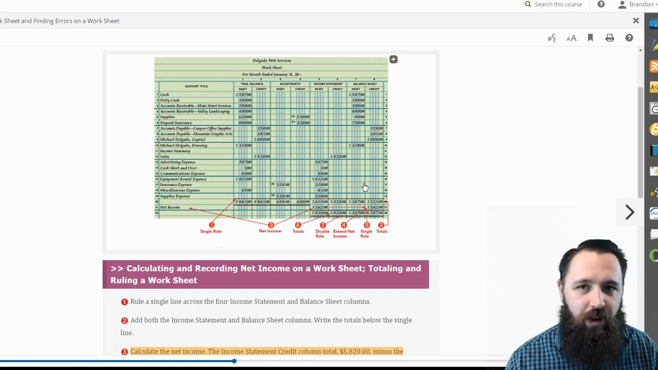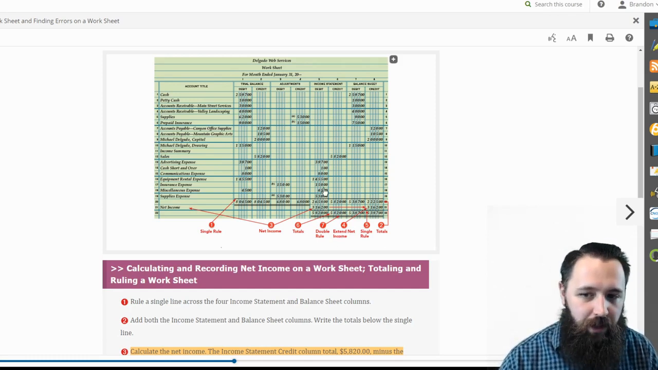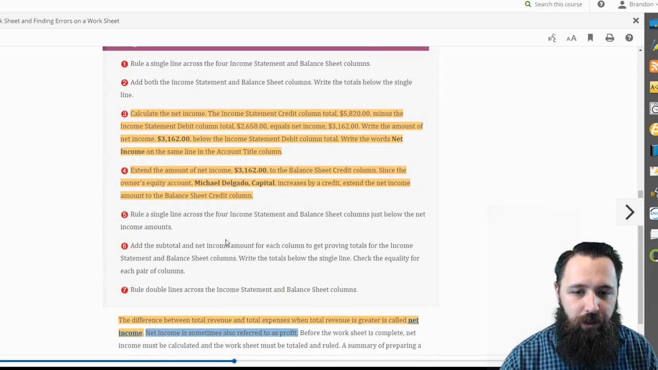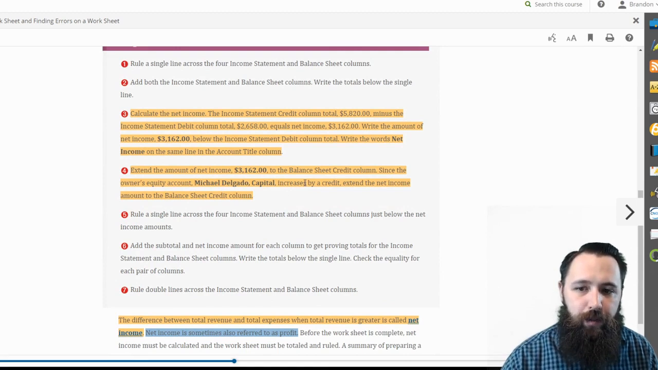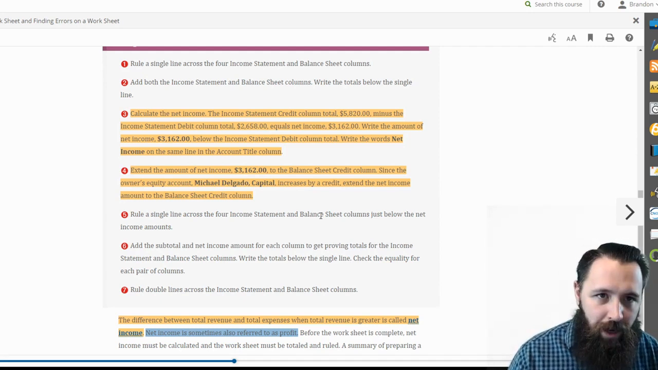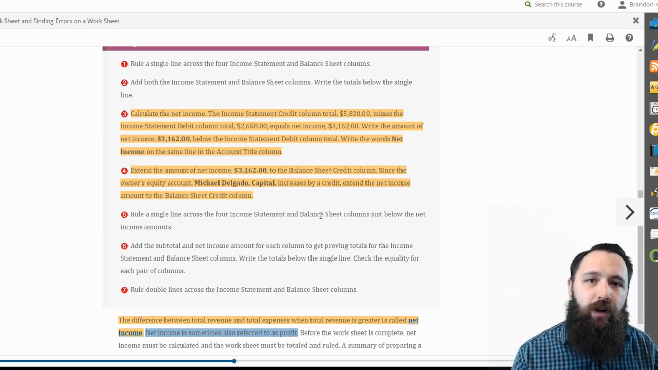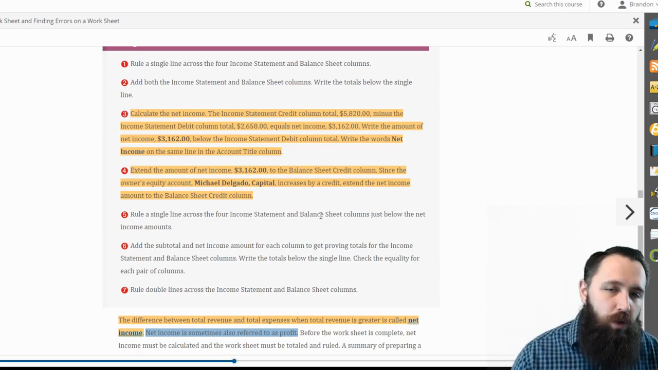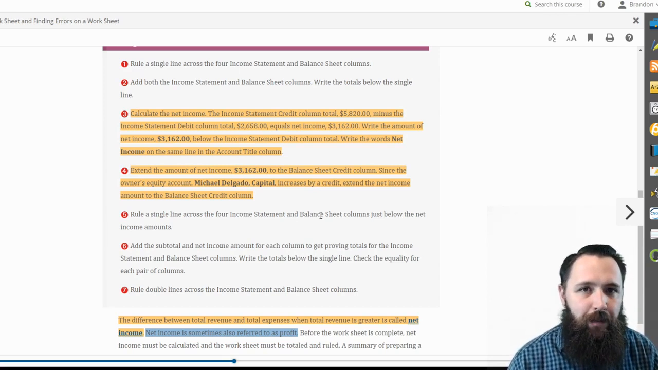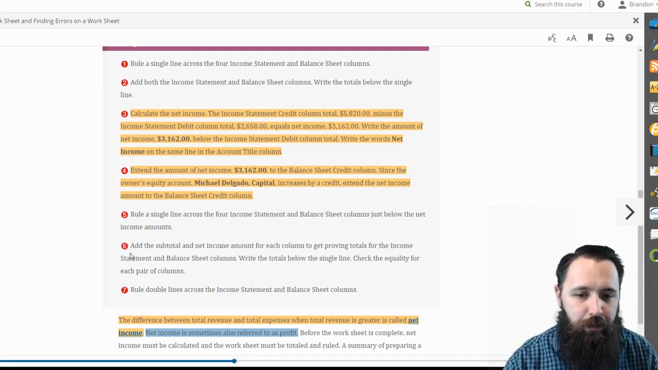So that's why this part is very, very vital that you understand that if we have a net income that's a debit, we transfer it over to a credit on the balance sheet. And you can see here that this is step number 4. It says extend the amount of net income to the balance sheet credit column since the owner's equity account increases by a credit. This is huge, okay? Michael Delgado's capital, because now we have a net income, that means that we've made money. We need Michael Delgado's capital to increase. How do we do that? We must credit it, okay? So that's why this is a little bit different than when we've extended balances in previous steps.